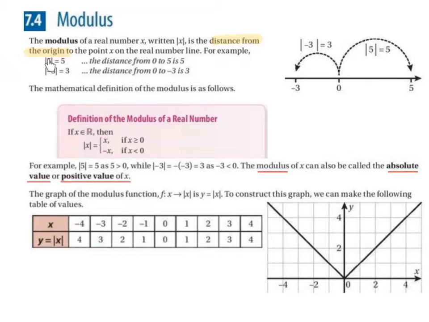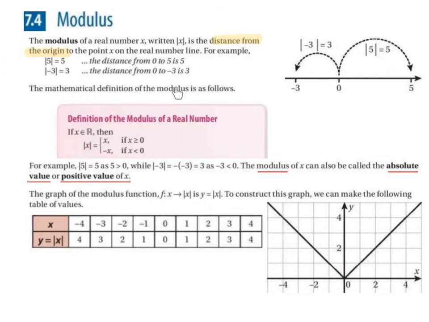So the modulus of 5 is equal to 5. The distance from 0 to 5 is 5. So you could say 5 or 5 units. The modulus of minus 3 is 3. The distance from 0 to minus 3 is 3. So for example, if we're at 0, which is the origin, and we move across to 5, we are moving a distance of 5. If we're at 0 and we move back to minus 3, we are moving a distance of 3, or 3 units.